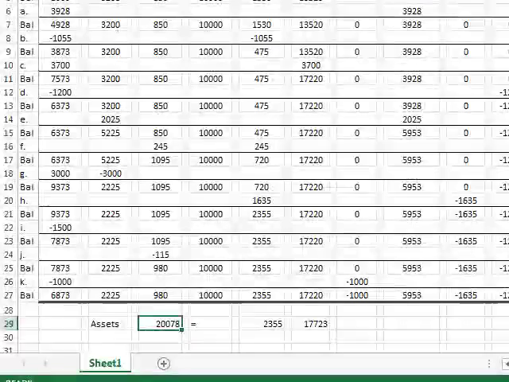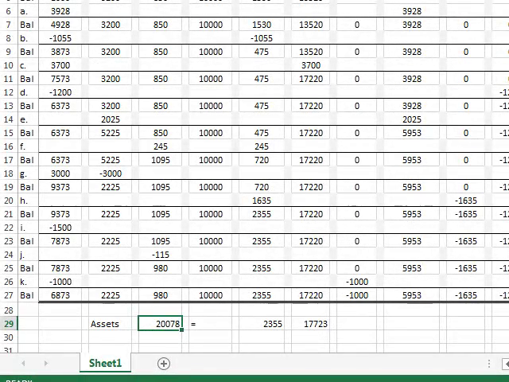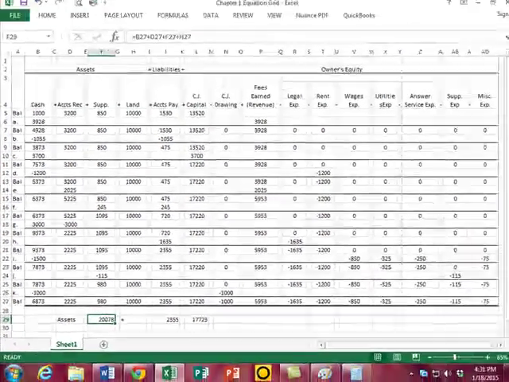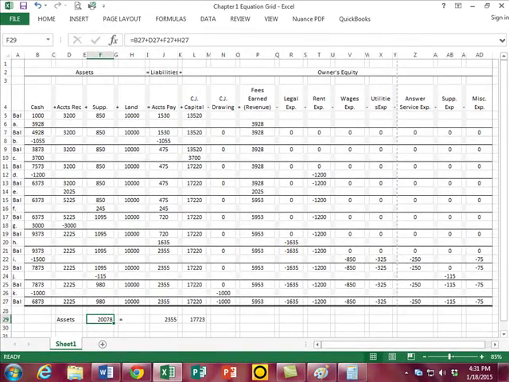This concludes the first part of the illustrative problem that is on page 25 and 26 in your textbook. The next video will be a demonstration on how to build the financial statements from the information that we gathered on the balances after doing these transactions.